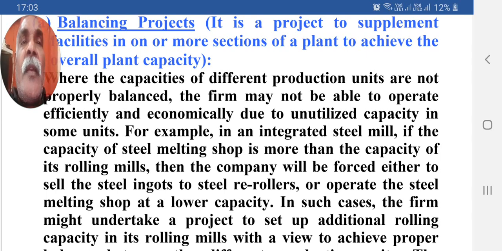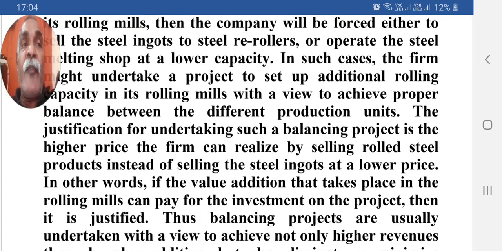For example, in an integrated steel mill, if the capacity of the steel melting shop is more than the capacity of its rolling mills, then the company will be forced either to sell the steel ingots to steel re-rollers or operate the steel melting shop at lower capacity. In such cases, the firm might undertake a project to set up additional rolling capacity in its rolling mills with a view to achieve proper balance between the different production units.